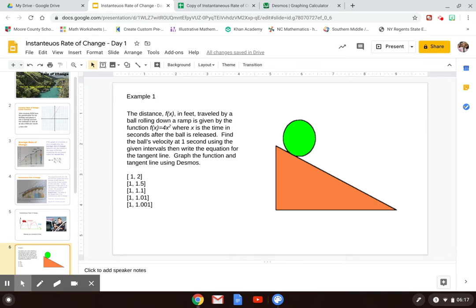And then it says here, find the ball's velocity at 1 second using the given intervals, then write the equation for the tangent line, graph the function and tangent line using Desmos. So as you see here, I've given you various intervals. Now, we've already learned before that these intervals are x1 and x2.